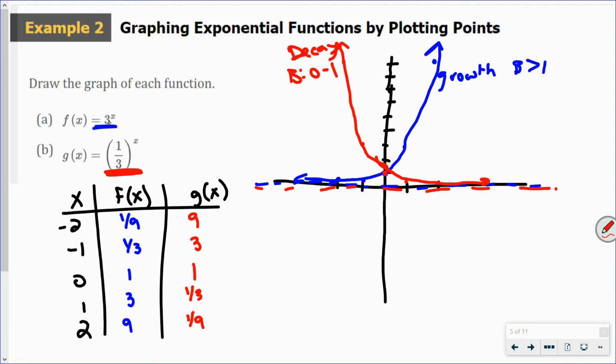Well, if I take 3, or let's take this 1/3. 1/3 is 3 to the negative x. That's telling me I'm taking this 3 to the x parent function and flipping it over the y-axis, which is exactly what I did to get that red graph. So instead of dealing with a negative b, I can just deal with a fraction here, and it accomplishes the exact same thing. So you have exponential growth and exponential decay.